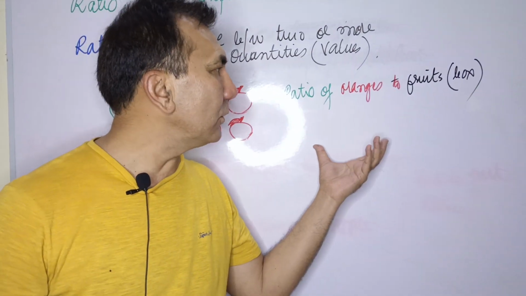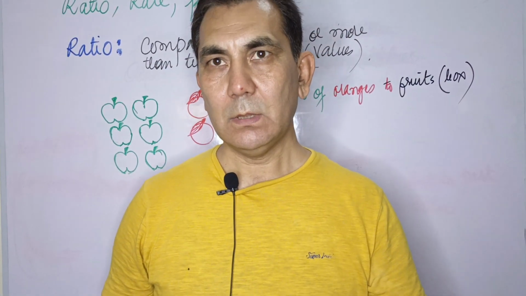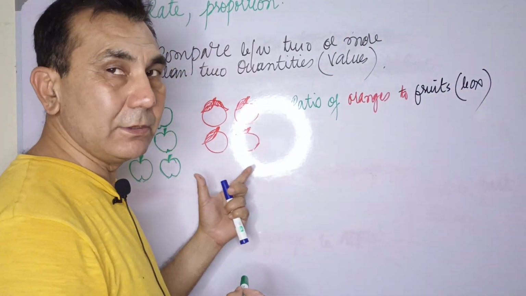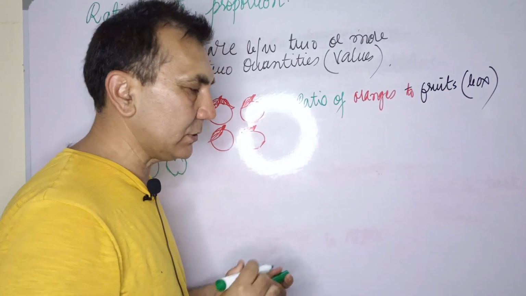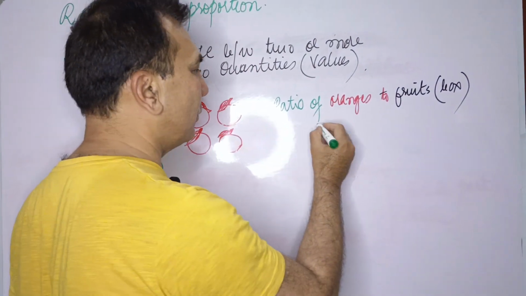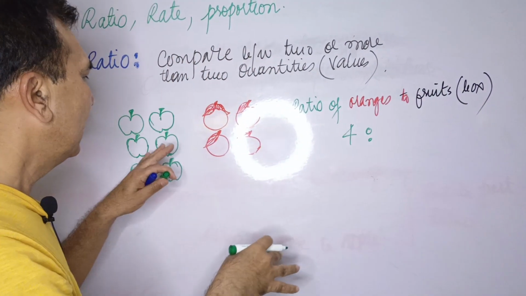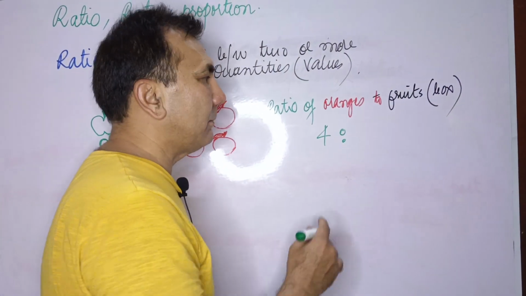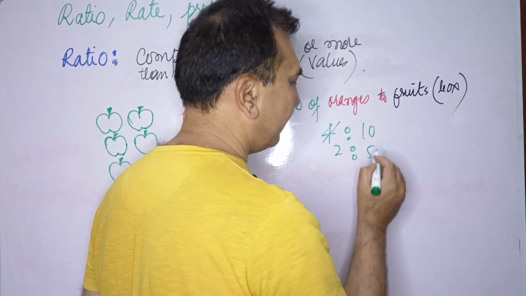Okay, now we will learn how to write the ratio format. Let's take a similar example to the previous one, the ratio of the oranges to the fruit box. How many oranges were there in the fruit box? 4. And what is the total number of fruits in the fruit box? 6 apples and 4 oranges. The sum of the fruits in the fruit box is 10. So it is a 2 to 5 ratio.